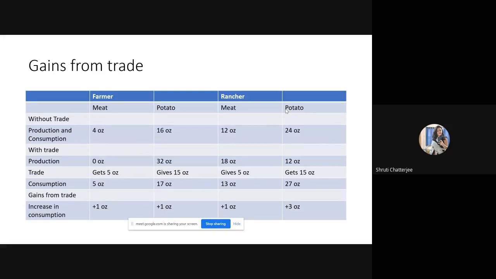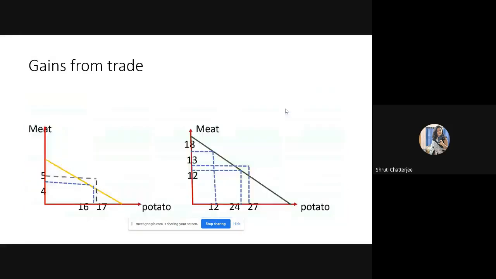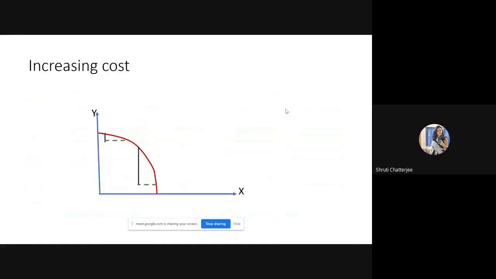Ma'am, I have a question. Yes. In the last slide which you presented, there is a graph, and why is the shape concave, ma'am? Please repeat once. Because the opportunity cost of X production is increasing when the producer is moving from the Y axis towards the X axis.